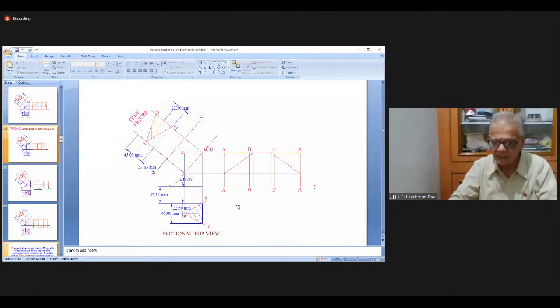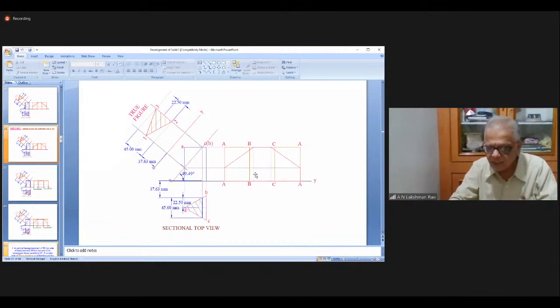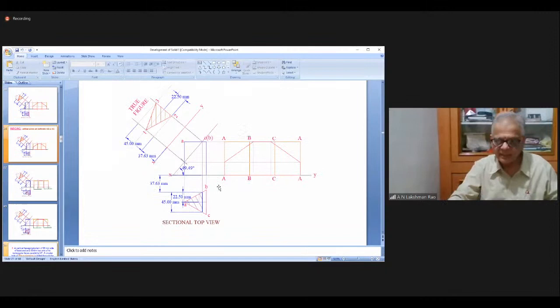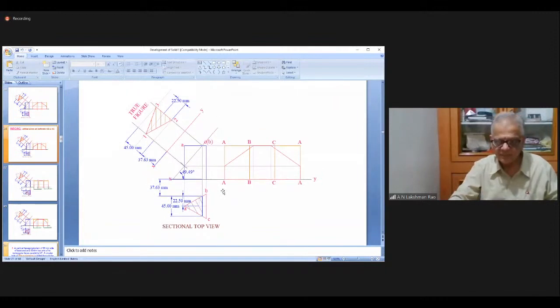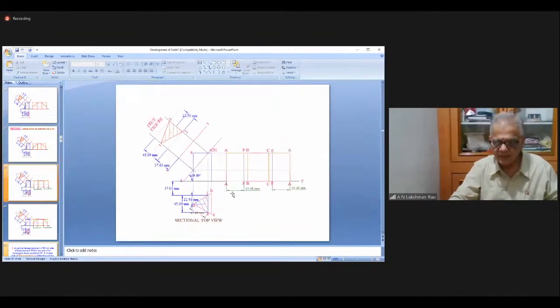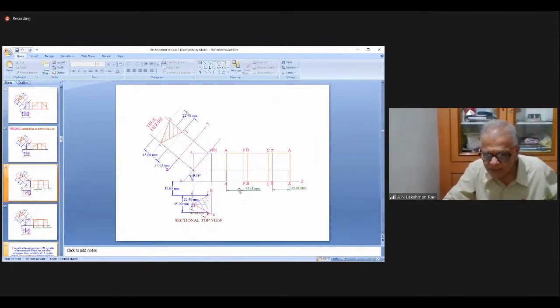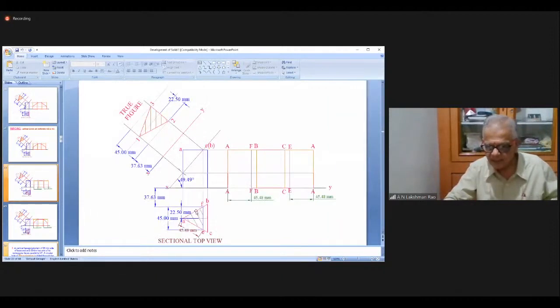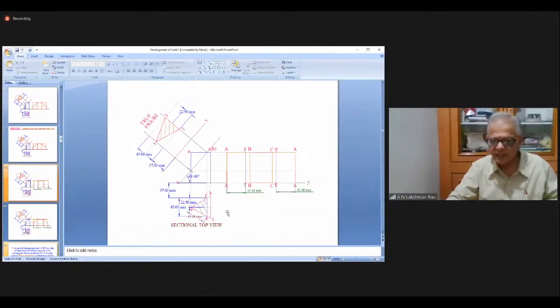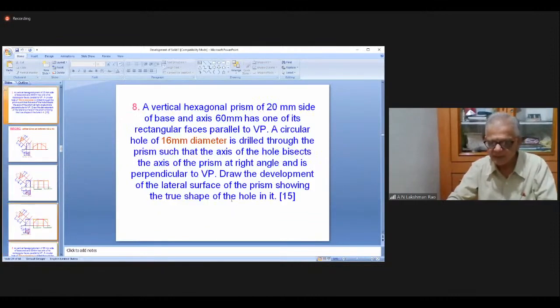So you should not do that. Again, I am correcting here. These two lines I have to mark inside. Now I have marked it inside. Between AB, F is there. Between AC, E is there. Correct? F is in between AB, E is between AC. Now this is correct. After drawing this, you join them. Once you join, this will be over.